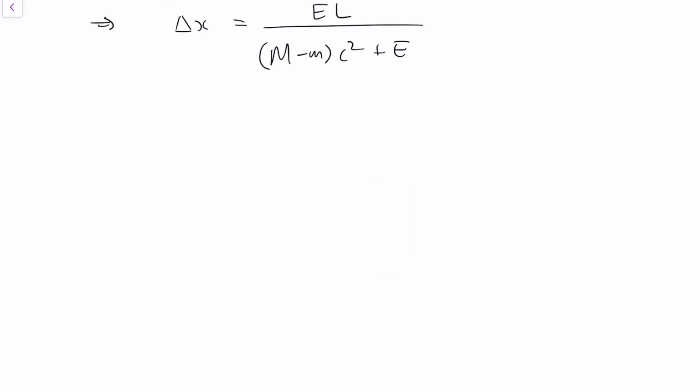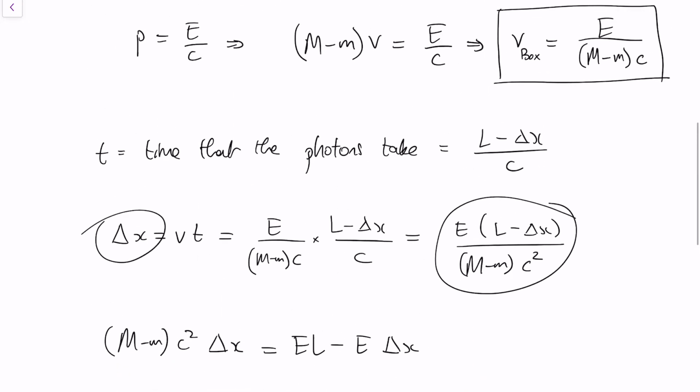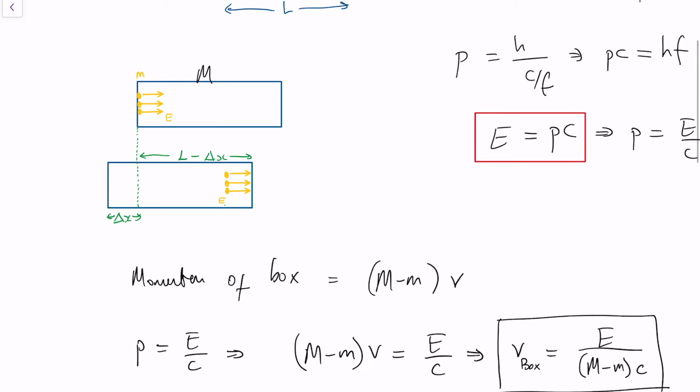So the most crucial assumption to make here is that the center of mass doesn't move, right? So that's an important assumption we're making. Why is that? Well, if you think about it, the photons are initially on the left, right? But then the same photons, same mass, is on the right.